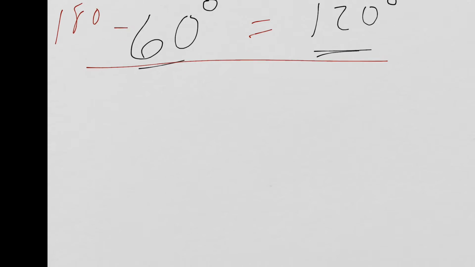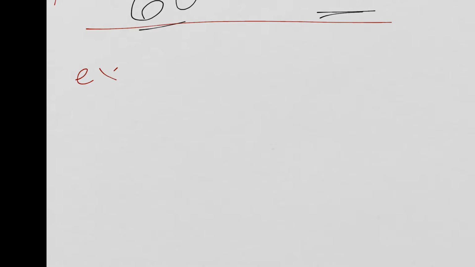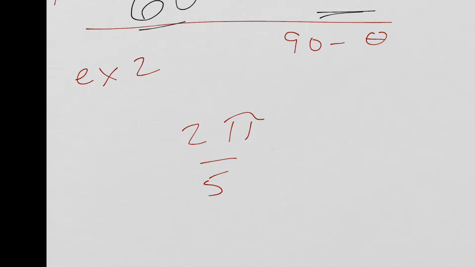So we start with example 2, which says 2 pi over 5. What is its complement and what is its supplement? Well, first let's start with complement. Complement in degrees is two angles that add to 90, so we would take 90 minus our angle. But we need to be in radians. So what radian measure means the same as 90 degrees?